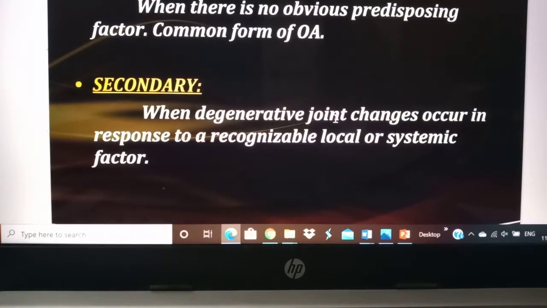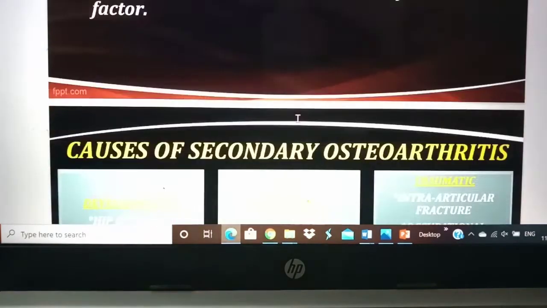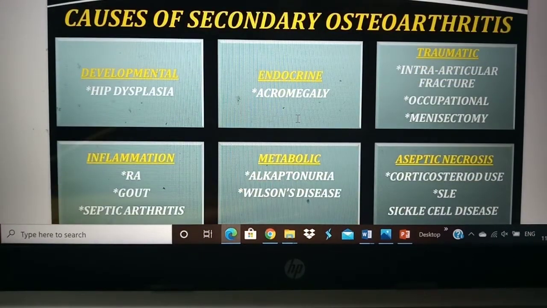When this osteoarthritis occurs following some systemic problem or a local problem, then it is called secondary osteoarthritis. So what are the causes of secondary osteoarthritis? Hip dysplasia. When the child is born, in the early stages itself, hip dysplasia can be there. The joint surface is not proper, so that can cause osteoarthritis of the hip.